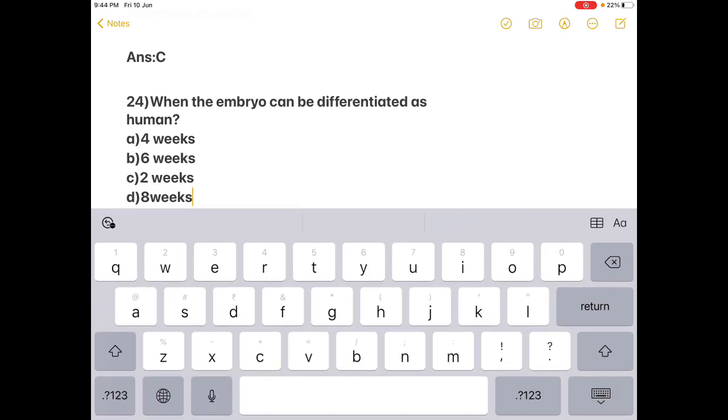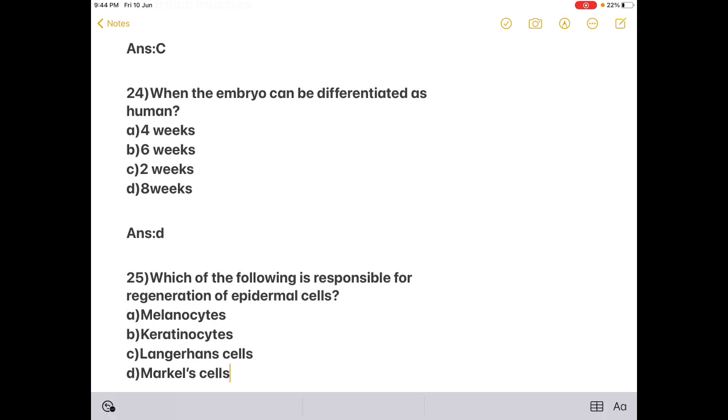Next question. When can the embryo be differentiated as human? Option A 4 weeks, option B 6 weeks, option C 2 weeks, option D 8 weeks. The correct answer here is D, 8 weeks.